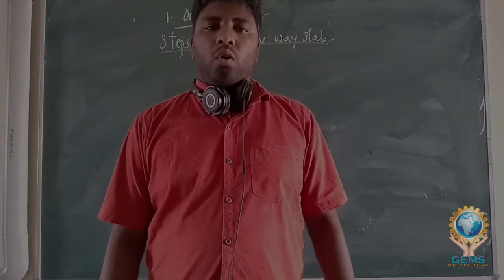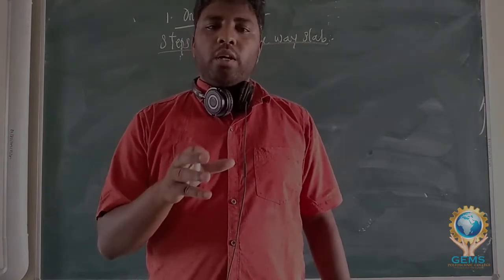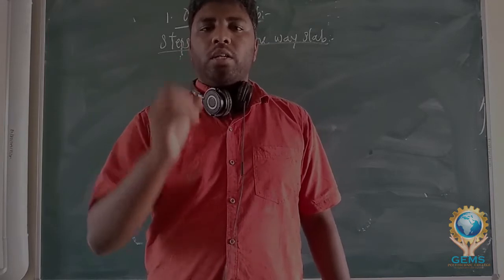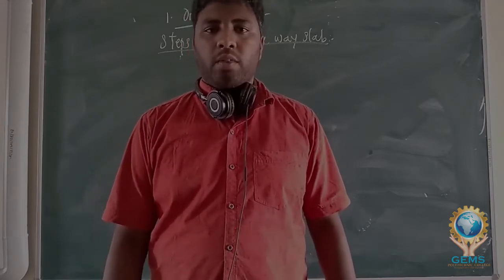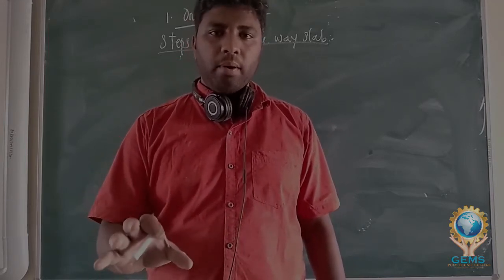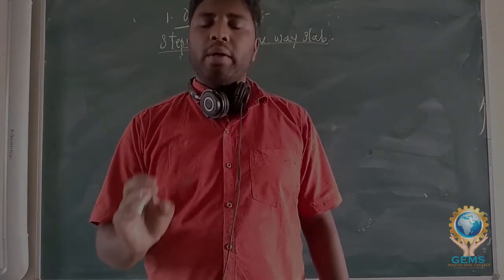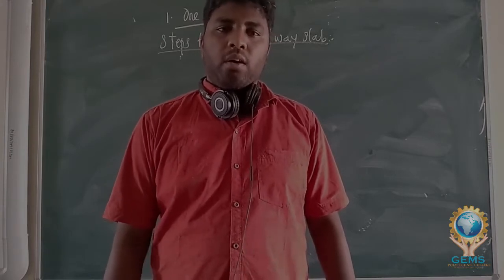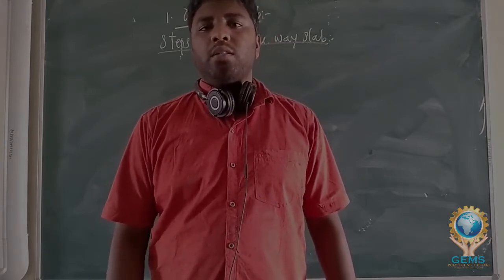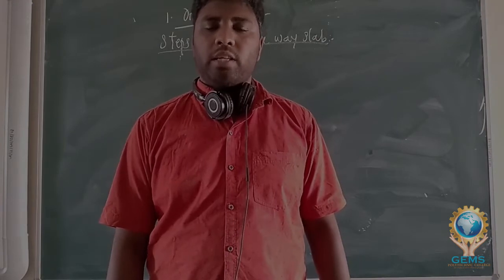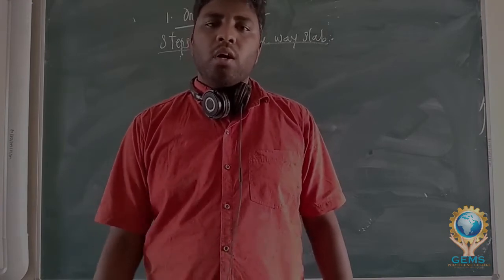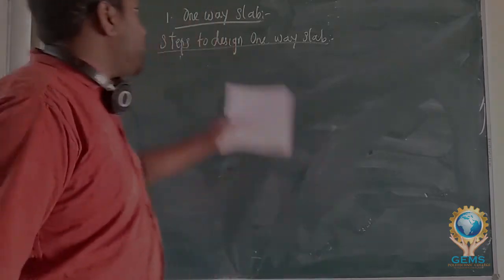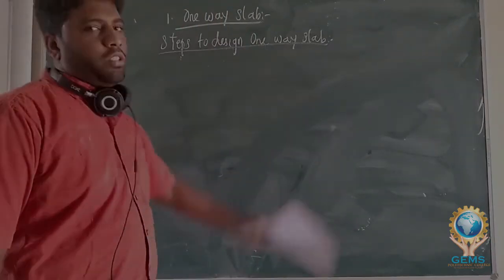According to your syllabus, there are three types of slabs that we are going to design. First, one-way slab. Next, two-way slab, and third, cantilever slab. Then we are going to see the step procedure for dog-leg staircase, which I will explain afterwards. So today in this lecture we are going to see the one-way slab and its step procedure.